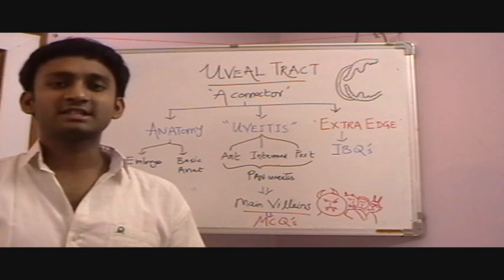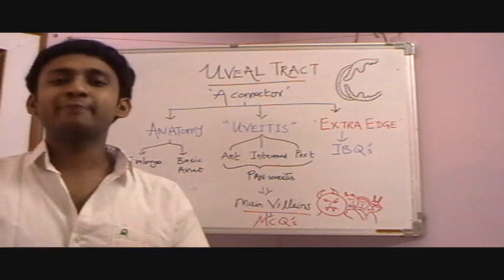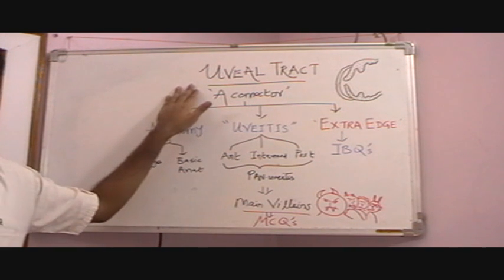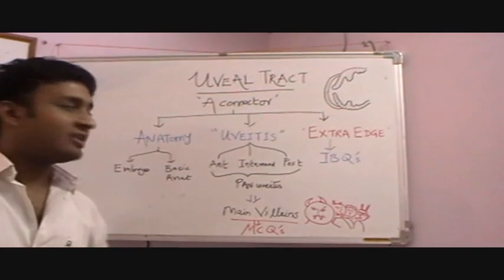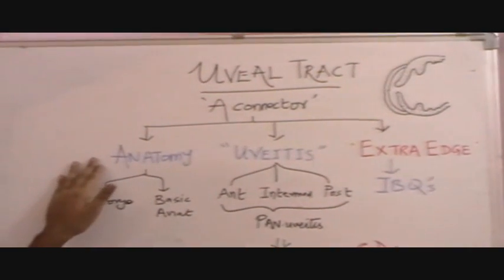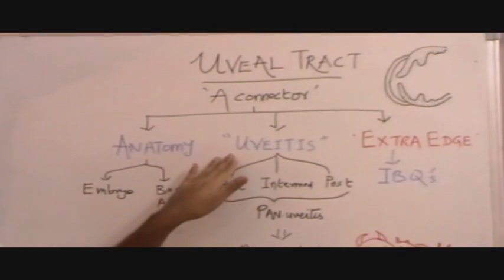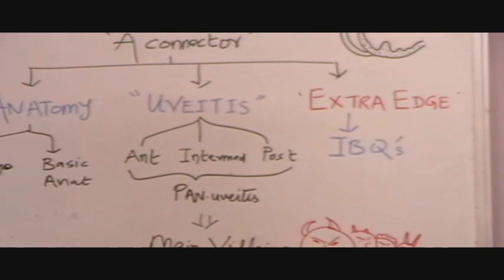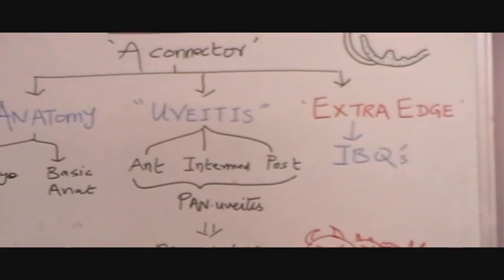And today the topic of discussion is a very, very important topic in ophthalmology. That is uveal tract. I will talk about uveal tract under three headings. One is the anatomy of uveal tract. Second is uveitis, the inflammation of uveal tract. And third, I will discuss some image-based questions under uveal tract.